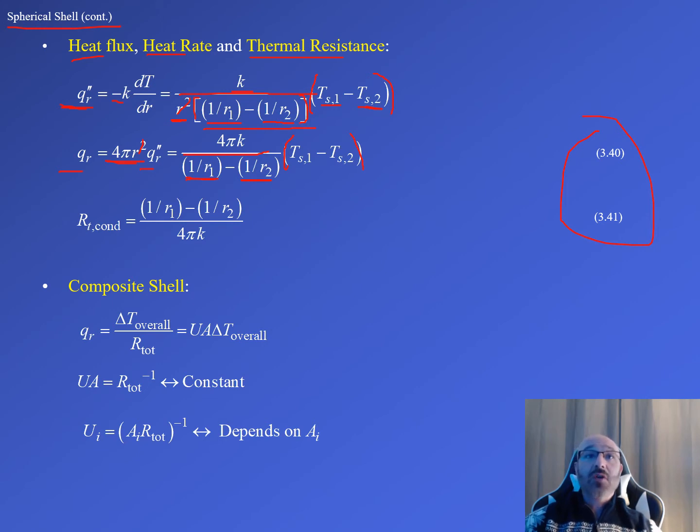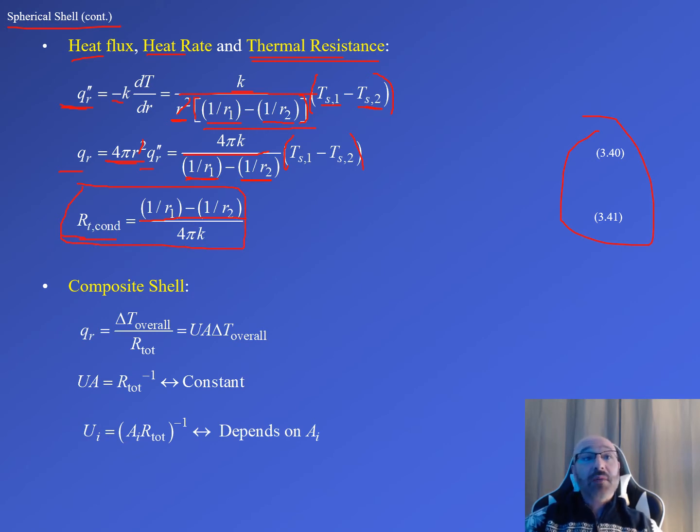And last, we can take a look at our thermal resistance, our R sub t for conduction here. This is equal to, on the numerator, that 1 over r1 minus 1 over r2, the same thing we've seen from before up there, and now this is divided by 4 pi k. So this is our thermal resistance for conduction.